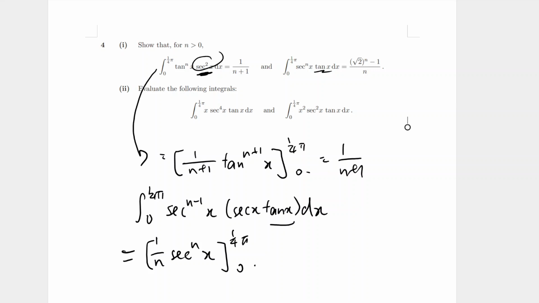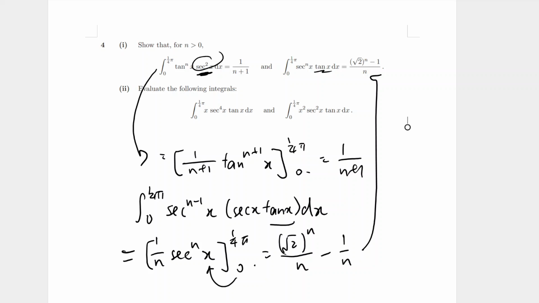All good? And if I add the limits here, what is sec of a quarter pi? I actually don't know what it is. What would it be? Root 2, right? So this is root 2 to the n over n. Minus, if I put in 0 here, sec of 0 is always 1, so this is minus 1 over n, and that's as required. Okay, so the first part is shown.